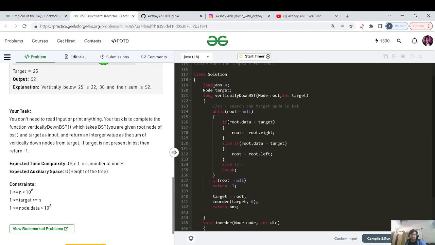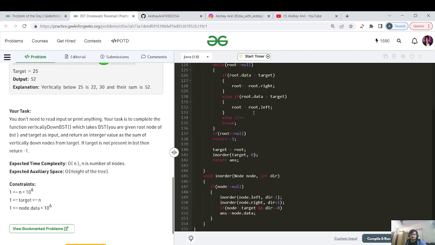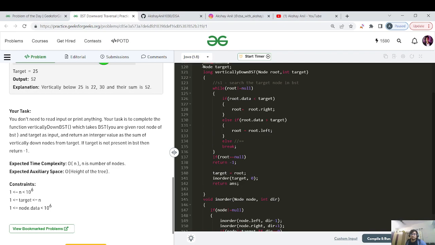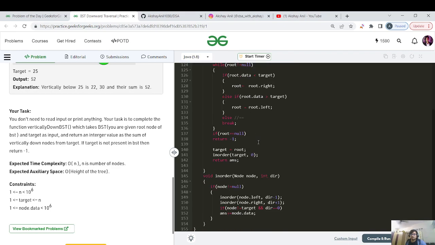And we made this long answer as a global variable, because when you make a global variable outside the function, that variable can be accessed by each and every function you make. Similarly, for node target, I made it global because I want to compare it in my recursion function, right? That is the reason I made that a global variable, and then I pointed it to the actual target node. I found it by searching in my BST. So let's compile and run.